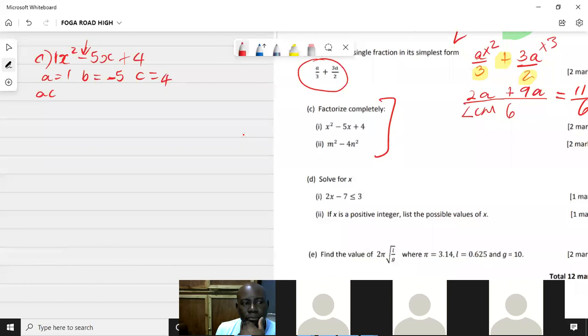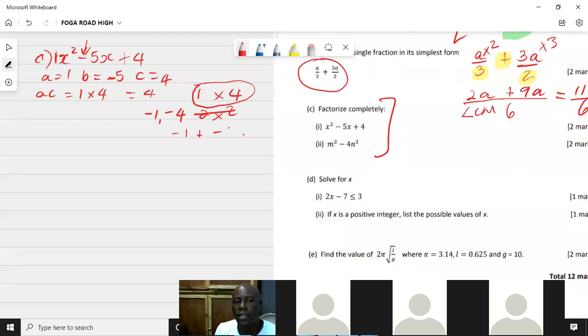We need to know what is AC. So it's 1 times 4, and this is 4. There are 2 numbers that can go into 4, that when you multiply them, you will get 4, and when you add them, you'll get 5. So when you look, 1 times 4 give 4, 2 times 2 give 4. This is the pair that can give me a 5. 2 and 2 can't give 5. But a 4 and a 1 could give a 5. Now, I have to put negative 1 and then negative 4, so that when I multiply negative 1 times negative 4, I get positive 4. And if I add negative 1 plus negative 4, I get negative 5, which is what I want right here.